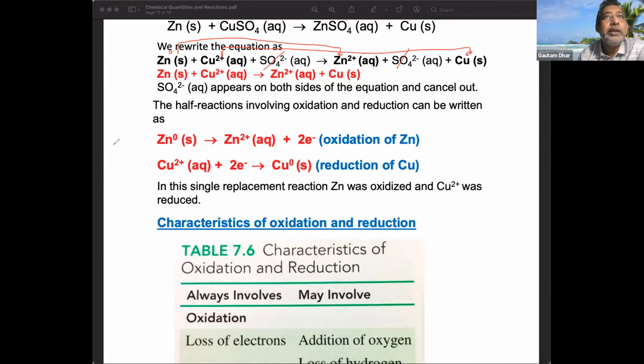So if you write the oxidation, these are oxidation reactions. Here you can see zinc 0 is becoming zinc 2 plus. Now you have to balance the charge. So this 0 and this 2 plus, that means I can balance the charge by putting 2 electrons on the right hand side. And you can see the charge is 0 on both sides, because electrons are negatively charged. Similarly, I can write the reduction reaction here.